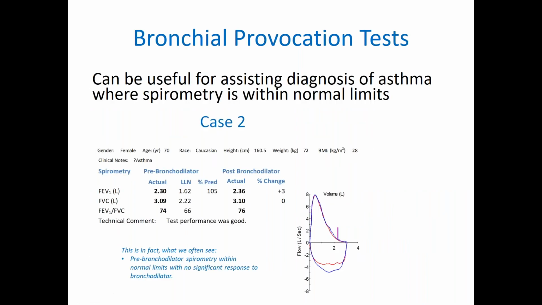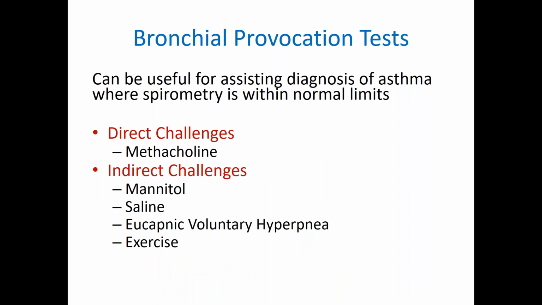Bronchial provocation tests can be useful for assisting diagnosis of asthma when we find spirometry at assessment is within normal limits. So if we have a look again at case number 2, although the query was asthma, we can't exclude asthma in this case, even though lung function is within the normal range with no bronchodilator response. And there are two different types of challenge tests that you can do. There are direct challenges and there are indirect challenges.